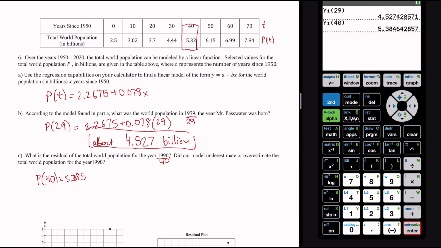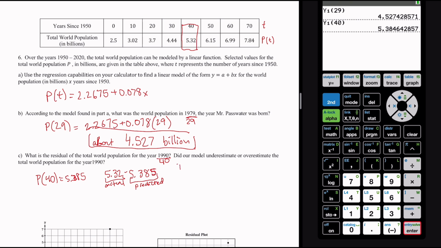5.32. So the residual is actual minus predicted. So that gives us a negative number, since we're doing 5.32 minus 5.385. So that basically means a negative number means that we overestimated. But you can also just see it. Predicted is our predicted value, and this right here is the actual. Sorry for that handwriting. But yeah, we can see this number is bigger than this number right here. So basically we overestimated.